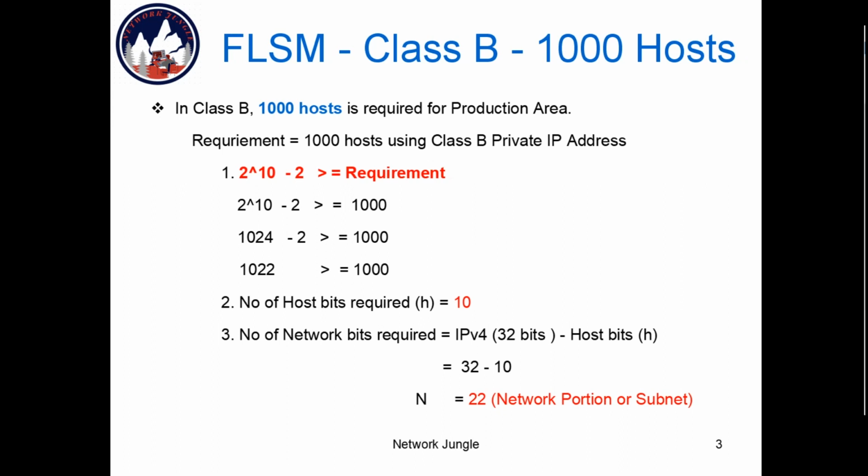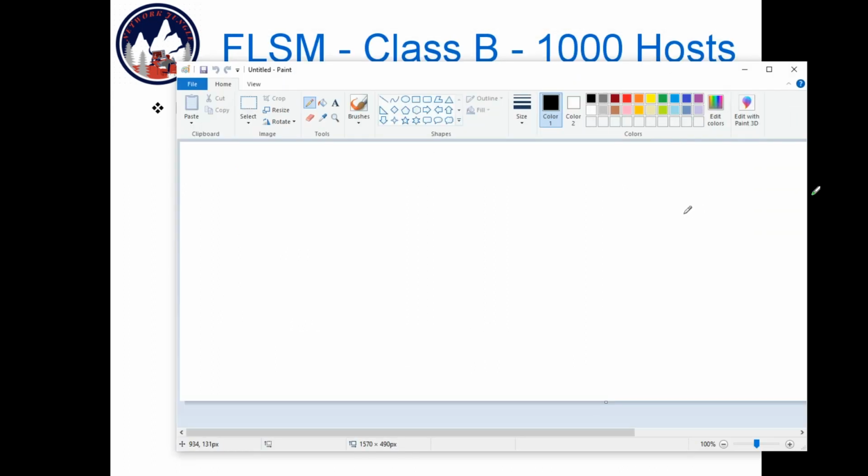Let's take Paint. We already know to find the number of host bits using the formula 2 power h minus 2 greater than or equal to 1000. We need to choose the number of host bits. For example, if h equals 8, we get 256 host IPs. If h equals 9, then 2 power 9 equals 512. So we need to choose h equal to 10.